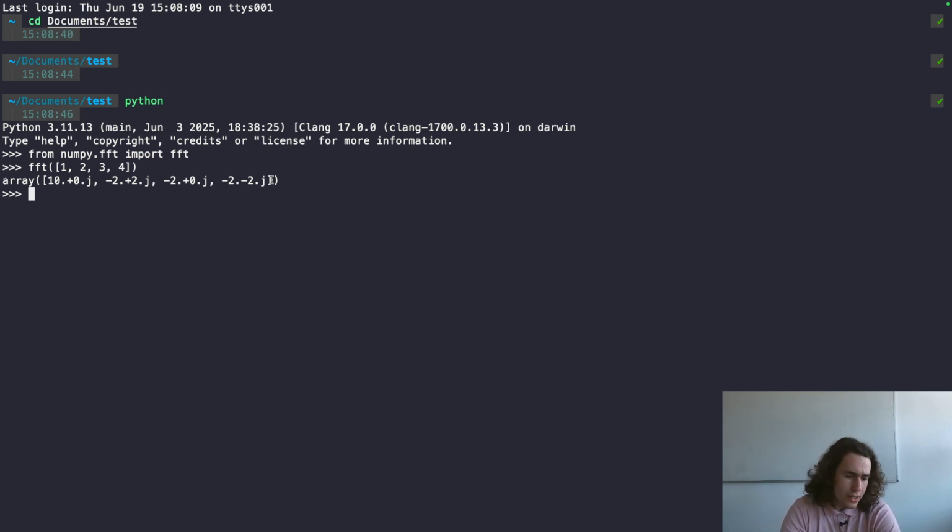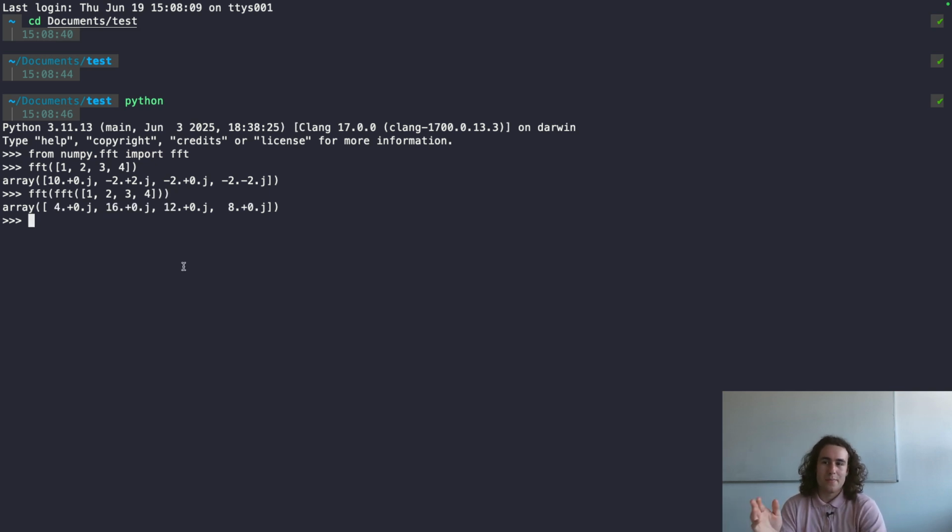But what if we do FFT twice? What if I apply FFT to FFT of 1, 2, 3, 4? At first, it doesn't make any sense, right? Because FFT we apply to coefficients of a polynomial to get values. And now we think of values as coefficients of a different polynomial, and we evaluate this polynomial again. From the physical perspective, let's say this doesn't make any sense, but let's try to do that.